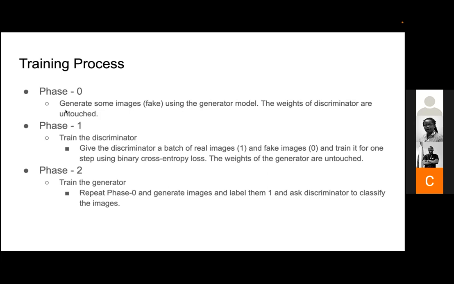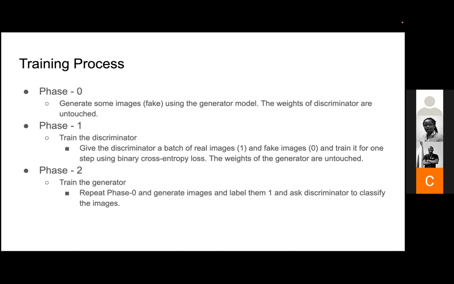So in phase zero, only the generator has been trained to generate fake images. In phase one, only the discriminator has been trained without touching the generator. So in these two phases, we are creating two different neural networks, but they are not talking to each other. The generator is doing something and the discriminator is just discriminating it, but no information flow is happening between them.